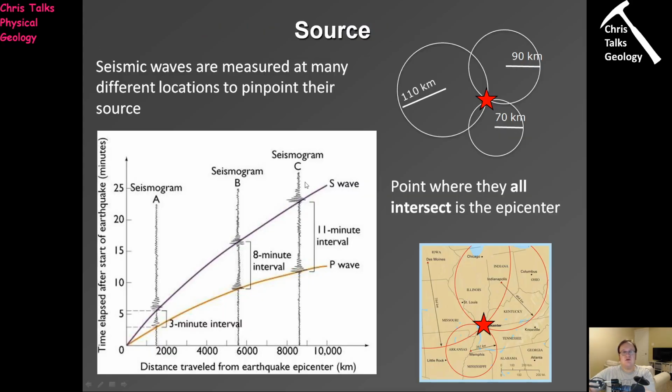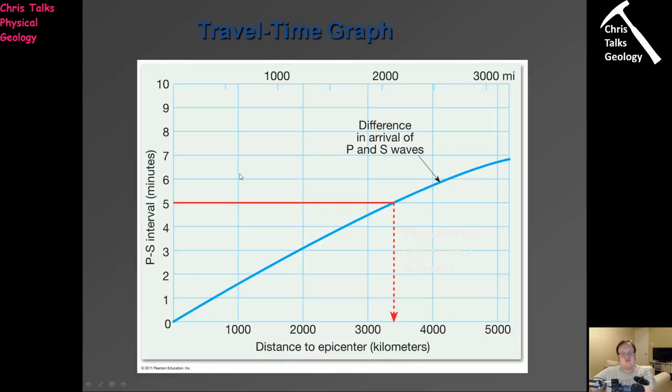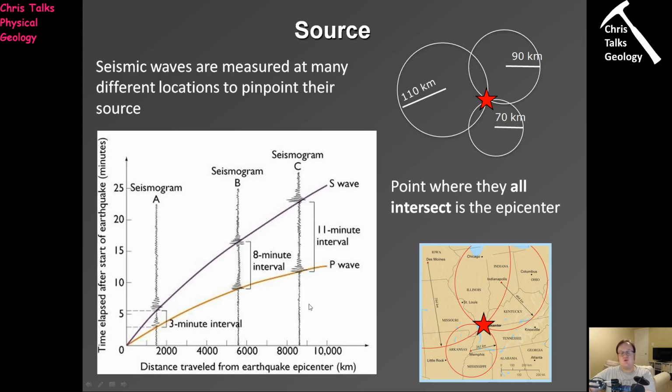So once again, we're going to follow this process again. Here we have 3 different seismograms: monitoring station A, monitoring station B, monitoring station C. And we can see the PS interval here: 3 minutes, 8 minutes, 11 minutes. We would apply this data to a graph like this, and that will allow us to work out the distance to the epicenter. Once again, remember, that is a radius value, not a diameter.